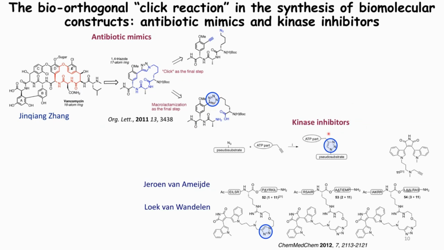And in the synthesis of kinase inhibitors, the triazole moiety is a connecting unit here. It's just merely a connecting unit, but a unit which can be easily introduced because the reaction is so mild. So we can take a number of pseudo substrates here and kinase inhibitors, and we can connect a number and obtain a number of these pseudo substrate ATP inhibitor constructs and find the right compound for inhibition of protein kinase C in this case.